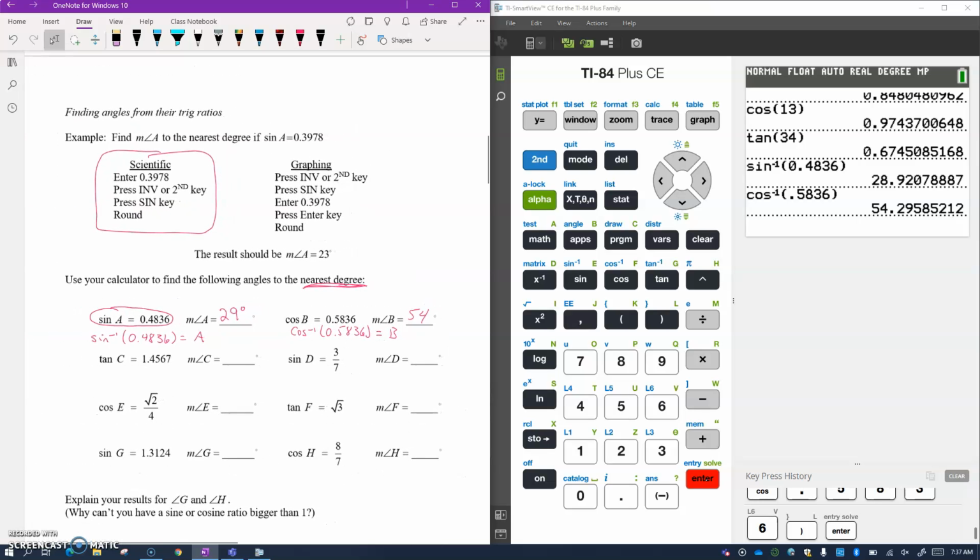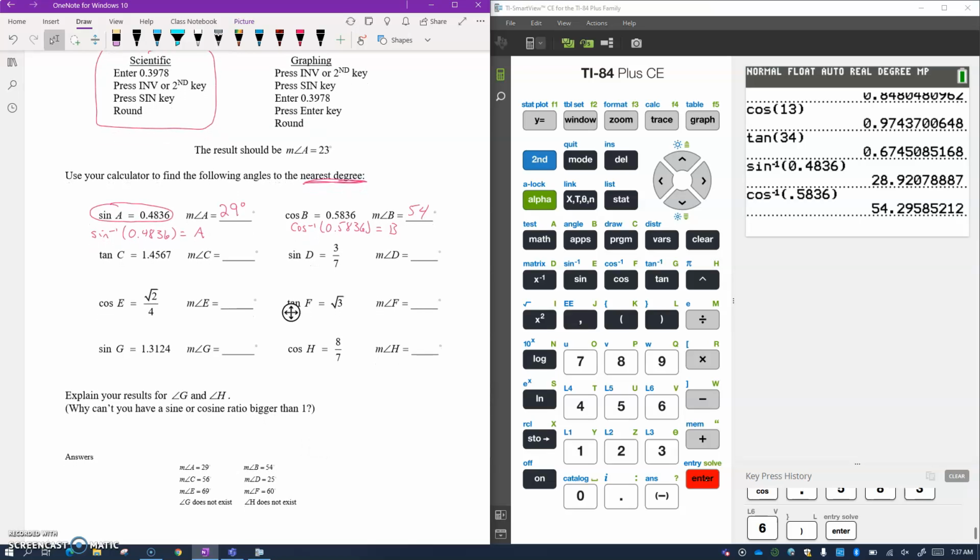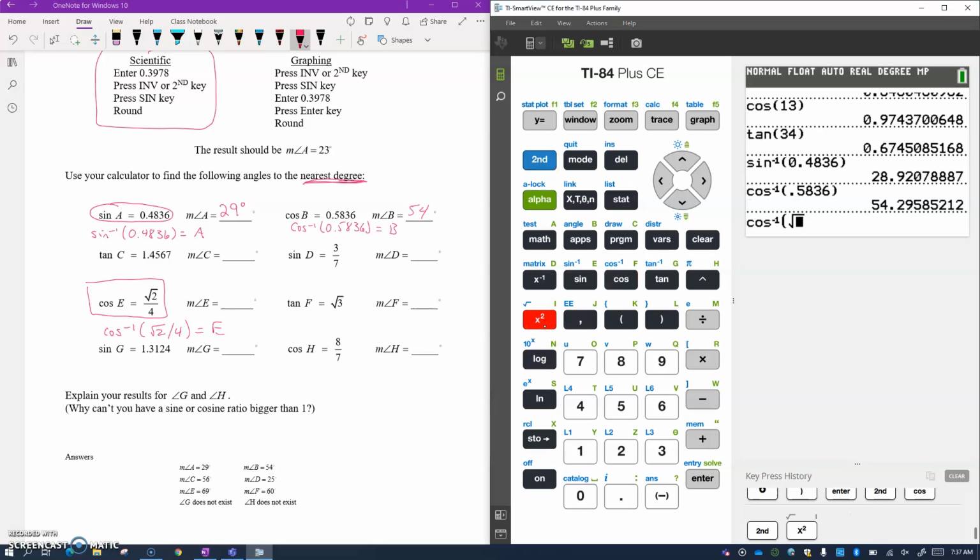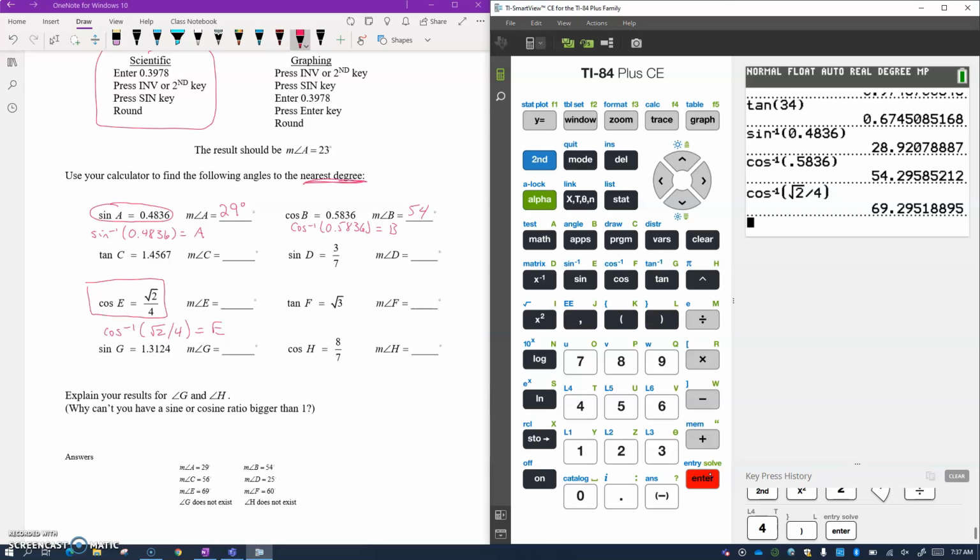All right, now that same process is going to work throughout these, so I'm going to pick one that's a little harder to enter. So we'll go with this one right here. That's cosine inverse of root 2 over 4 equals e. So second cosine, and we want to get root 2, so second x squared, which is the square root sign, of 2. Then we want to move outside of the square root and divide by 4. So make sure you hit that right arrow key so that you get out from underneath the square root. All right, divide by 4, and then we enter, and we get 69.2, so that one would be 69 degrees.